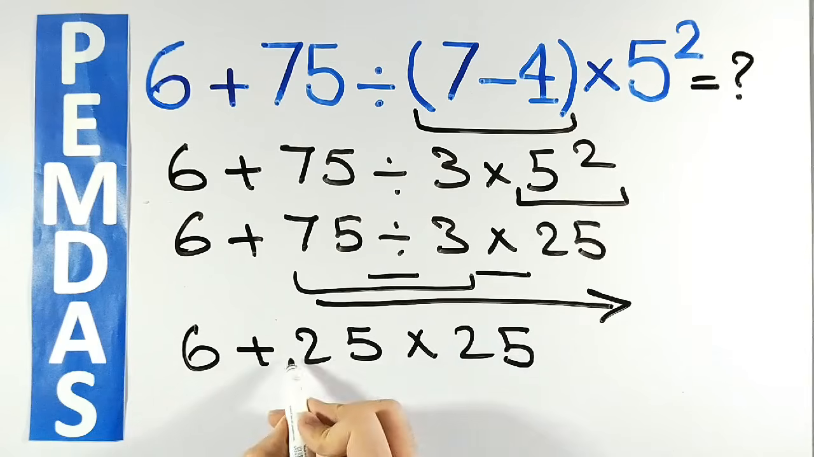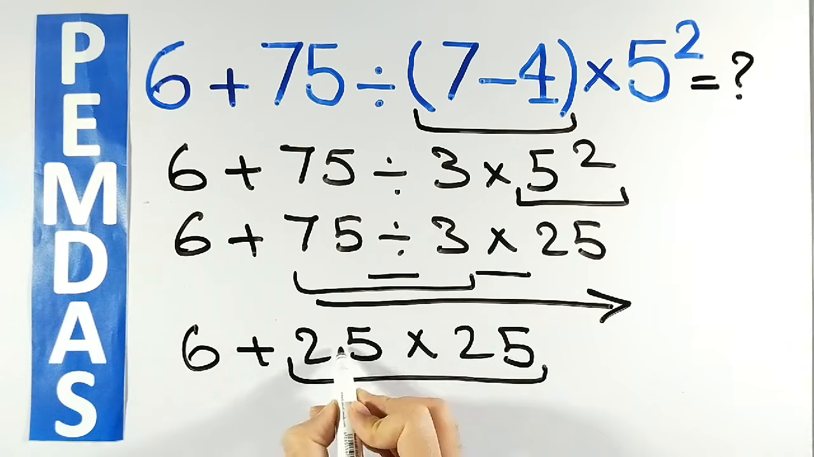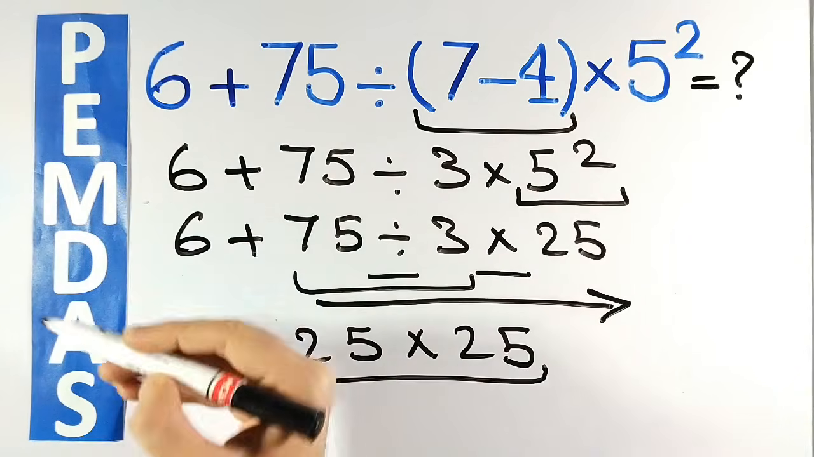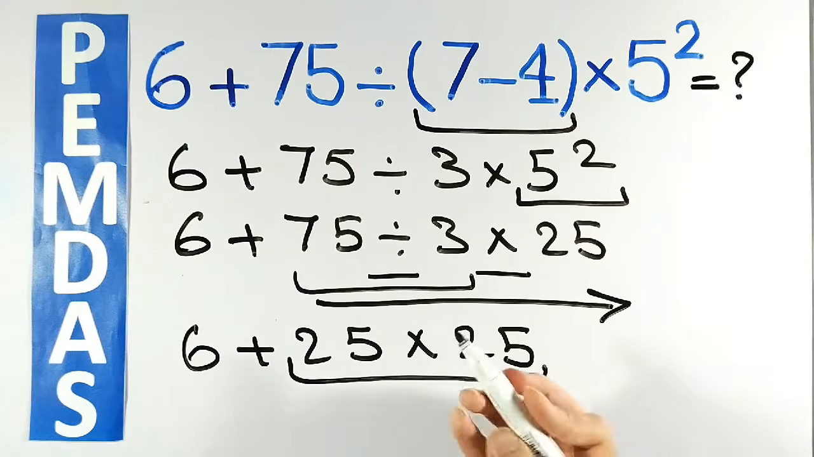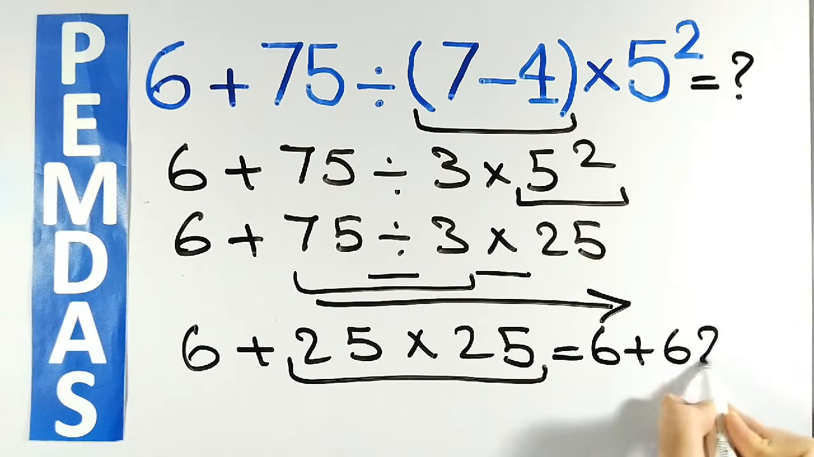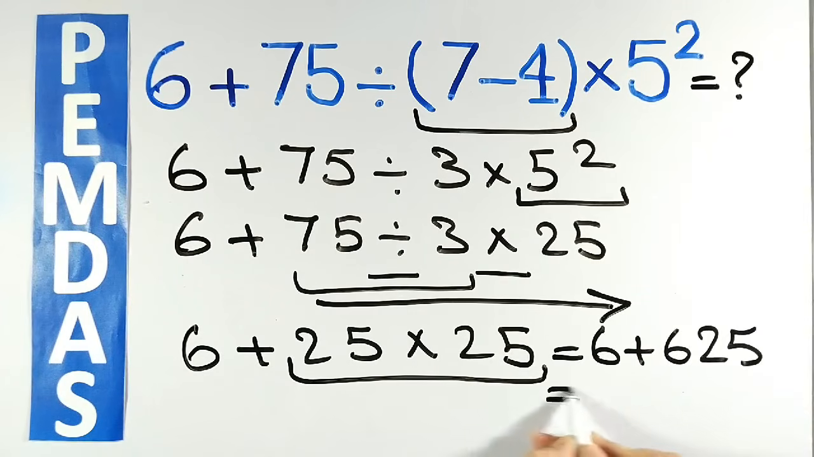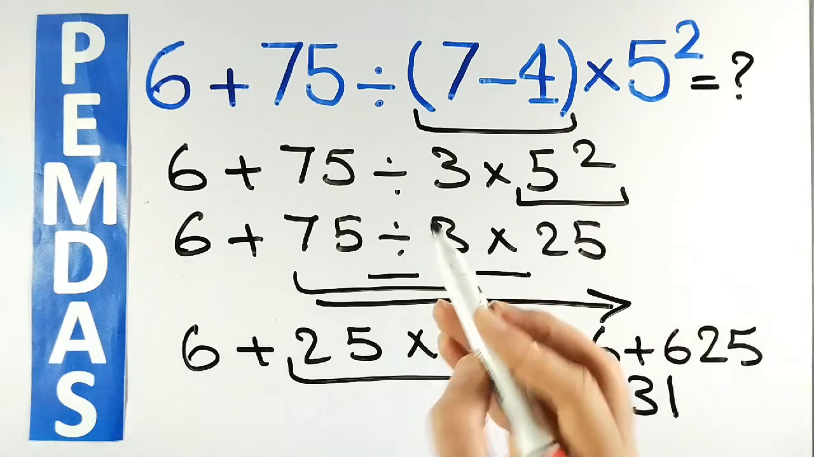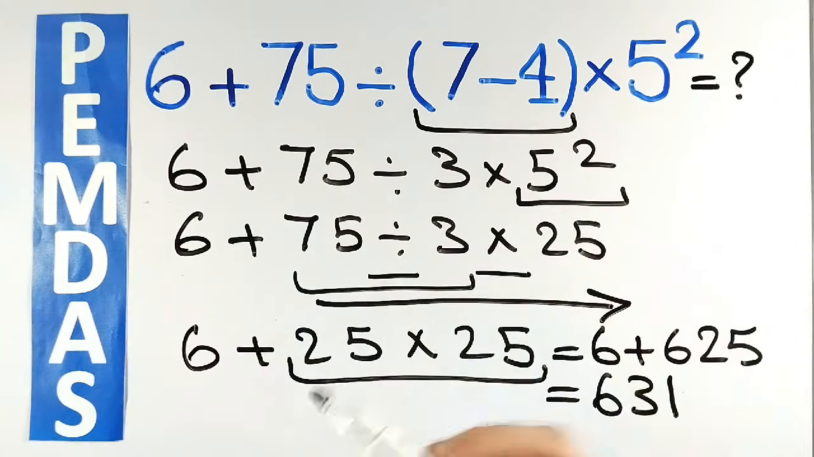In the final step, we go for the multiplication between 25 and 25 because multiplication has priority over addition. So, we rewrite this expression as 6 plus 625, which finally gives us the answer 631. Okay, let's solve another math question together.